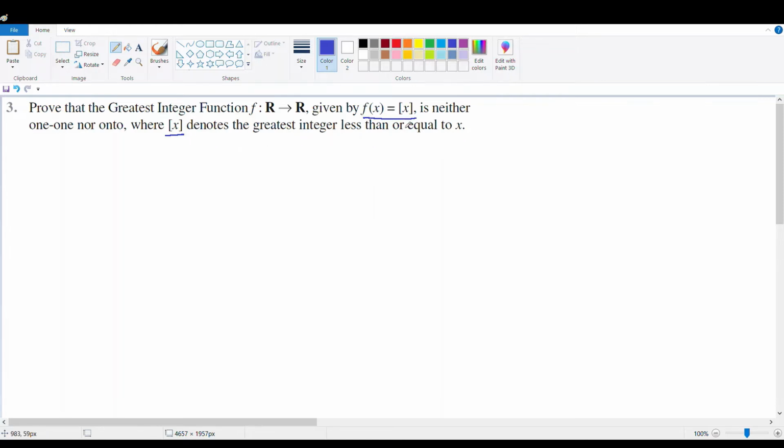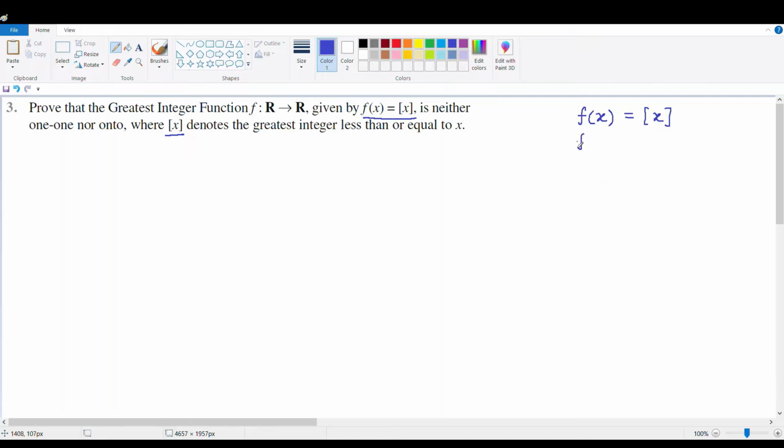So what is the meaning of this symbol? That means the greatest integer which is less than that number or equal to that number. But it must be an integer. So let's first learn how this function is going to look. So f of x equals this function. This is called the greatest integer function.